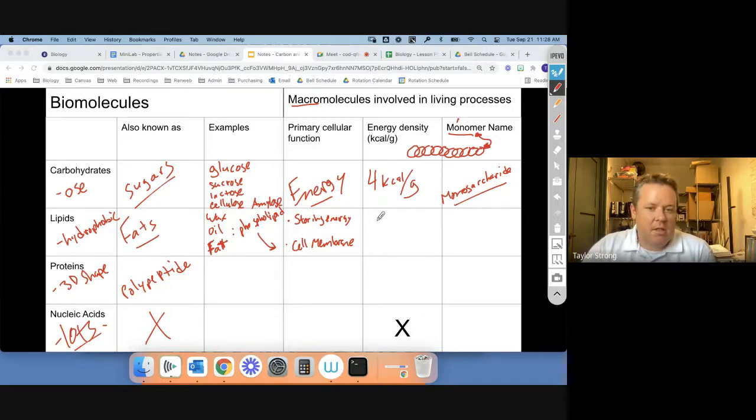So it turns out because they're good at storing energy, they need to have a higher energy density or kilocalories per gram, and they are around 9 kilocalories per gram. So they're more than double the energy in the same amount of space. And the monomer name is known as a fatty acid right there. So, all right, proteins, which take complex three-dimensional shapes, and they give lots of shapes, means lots of structures.